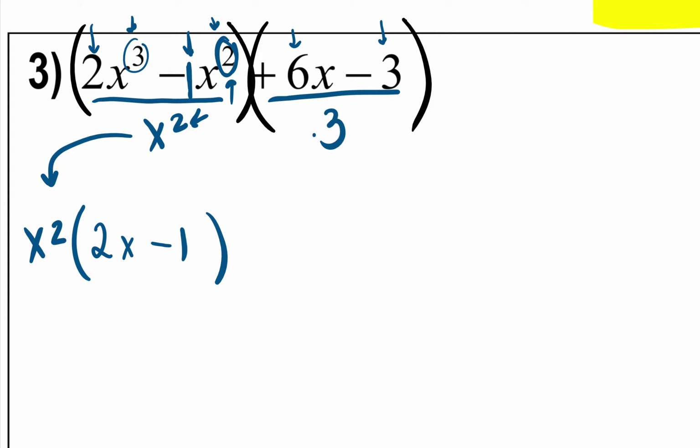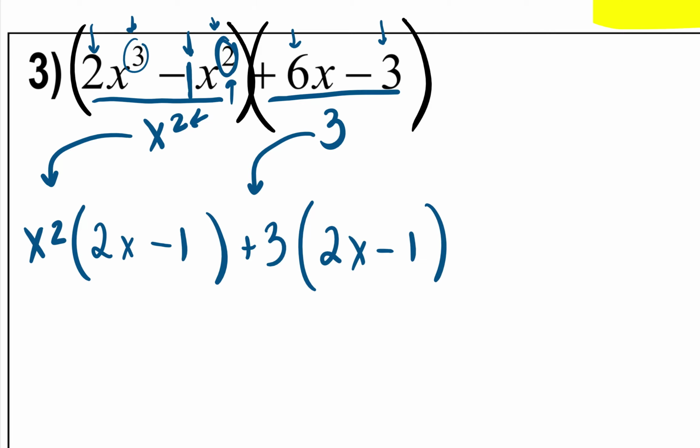Okay, next one. GCF goes out front. A positive 3 would be plus. If it was a negative, you'd put minus. Same thing. Alright, so look. 6 divided by 3 is 2. The x doesn't change. Minus 3 divided by 3 is 1.